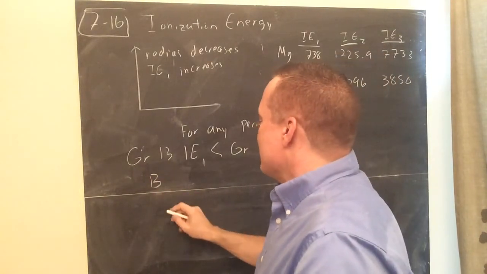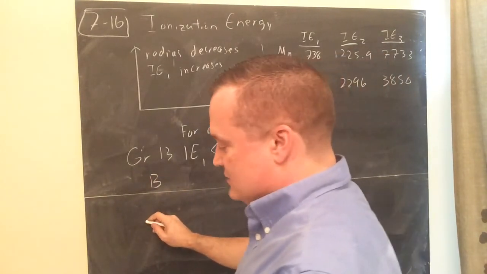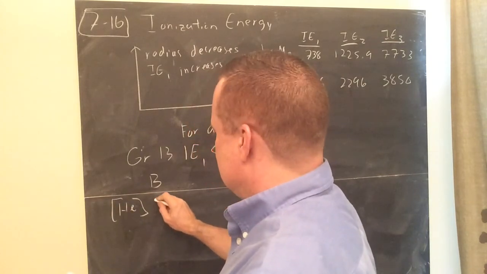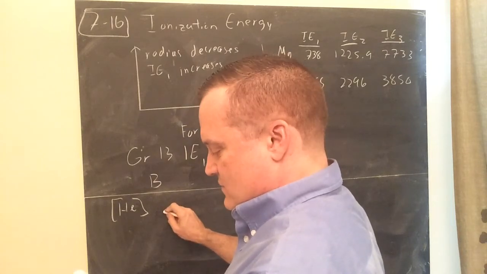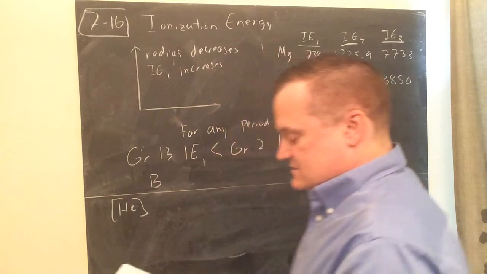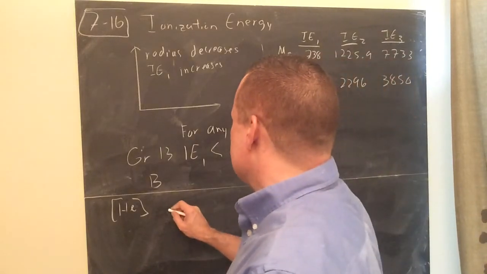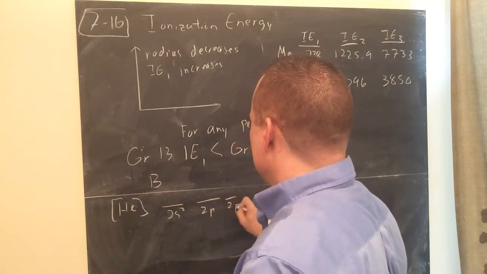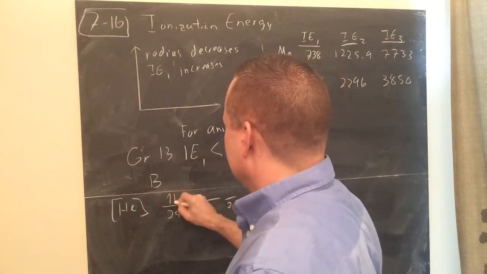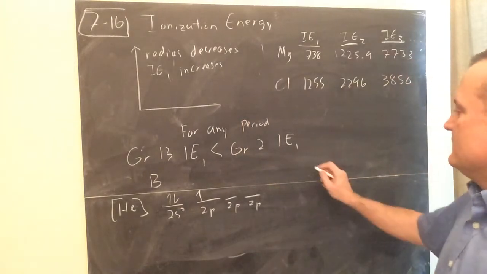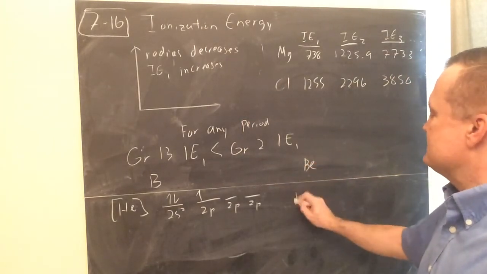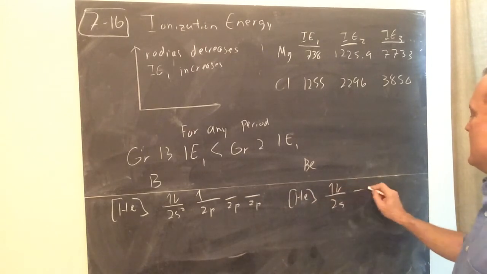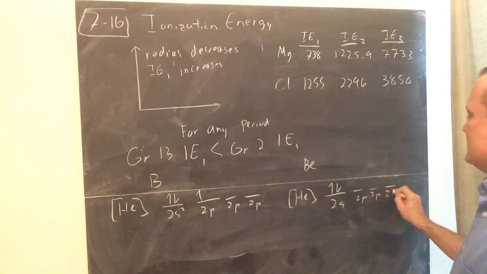Boron has this outer electron configuration: helium, 1s2, 2s2, 2p1. So it's 2s2, 2p1. Boron looks like that, but now beryllium looks like this: helium, and then 2s2, and it has no electrons in the 2p. I like to draw this to show you.